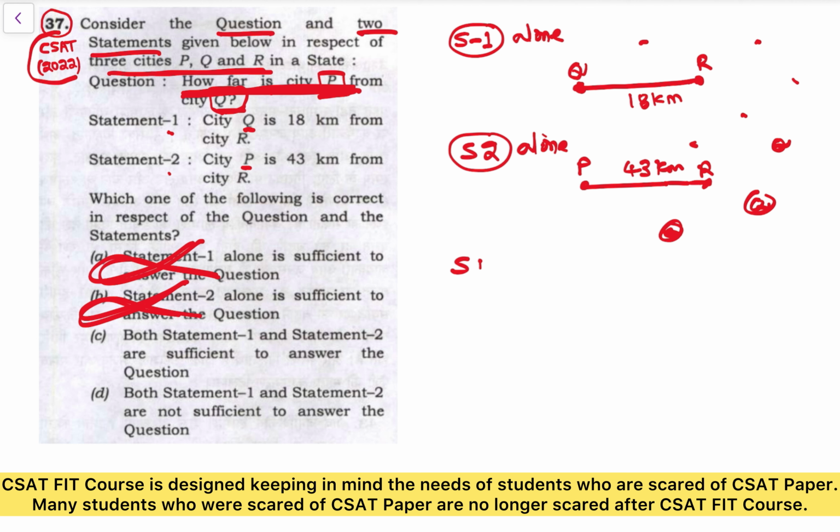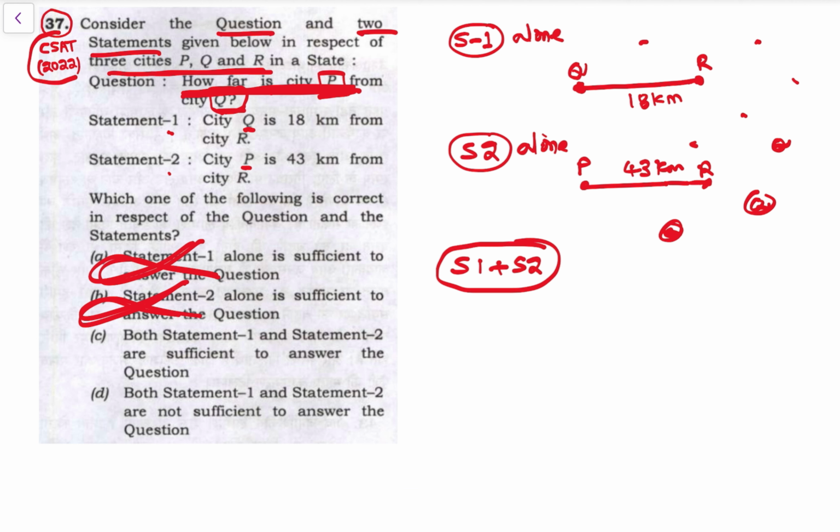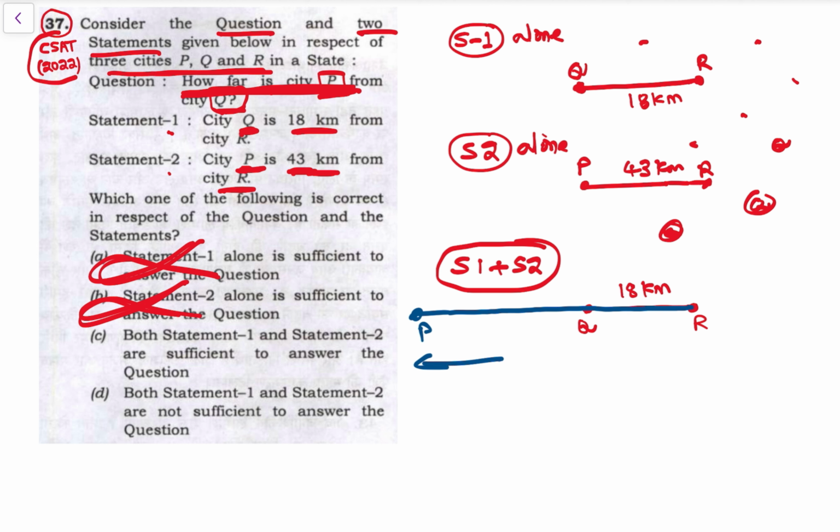Now let's combine the information of statement 1 plus statement 2. City Q is 18 kilometers from R, and city P is 43 kilometers from R. So city P can be here, and this is 43 kilometers. Now how far is city P from city Q? That is the question. P to Q is now 43 minus 18, so that is 25 kilometers. So this is done.